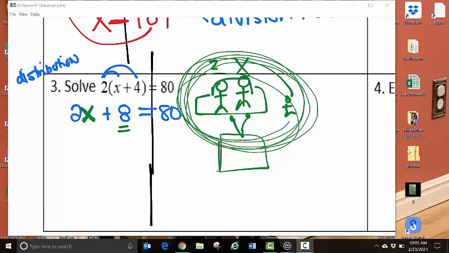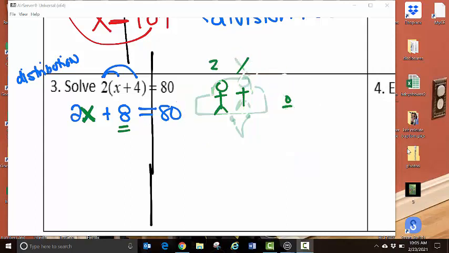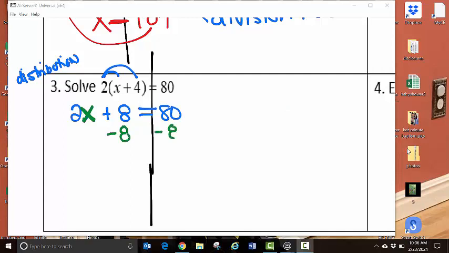Who are you going to kick out? Your best friend or your little brother? Your little brother. You always want to get rid of the little brother, the number that's farthest away from you, okay? So you're going to get rid of the little brother. It's a positive 8 little brother. So you're going to minus 8 from both sides. You just use the subtraction property. So now you have 2x equals 72.